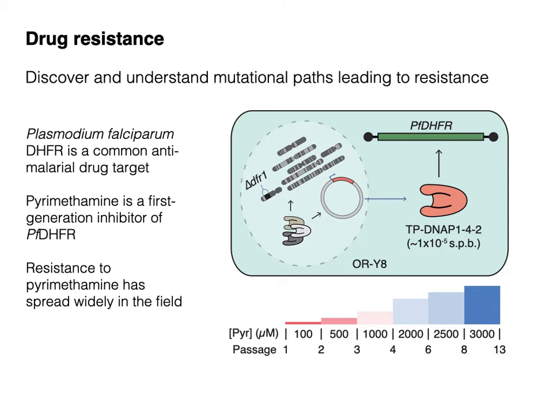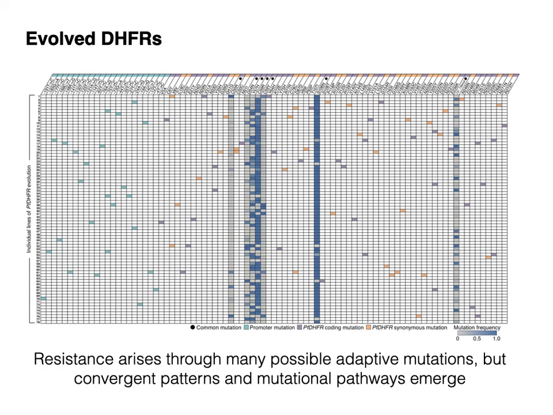Since DHFR is on OrthoRep, the process of evolution occurs very quickly, and in just 13 passages of a 500 microliter culture of these cells, we reach resistance to 3 millimolar pyrimethamine, which is the maximum amount of pyrimethamine soluble in media. We did this in 90 replicate experiments so that we could have some statistical understanding of how DHFR develops resistance. And here's what we saw.